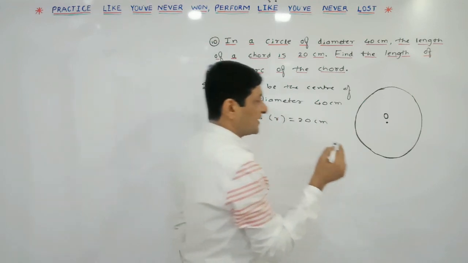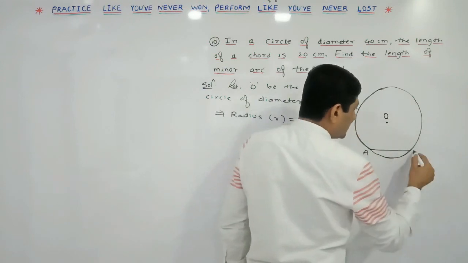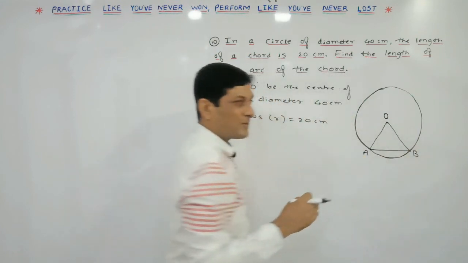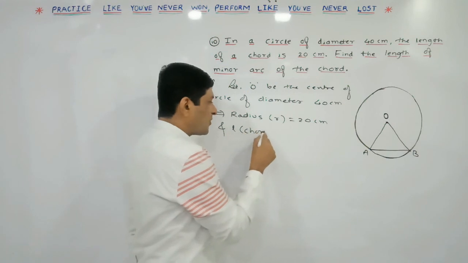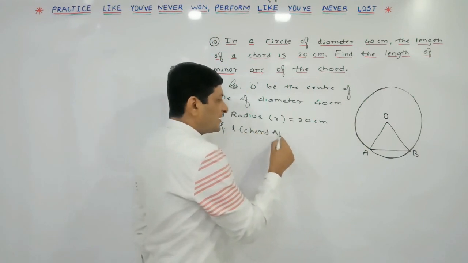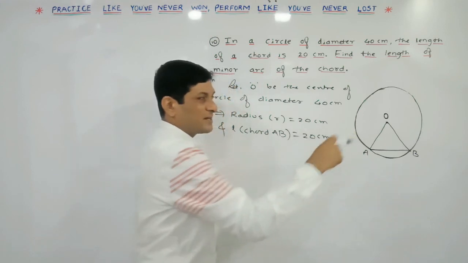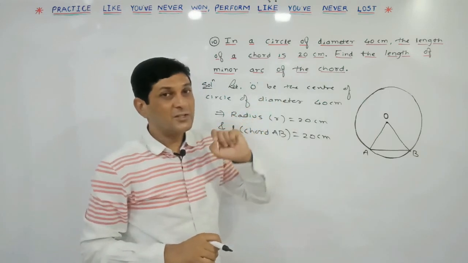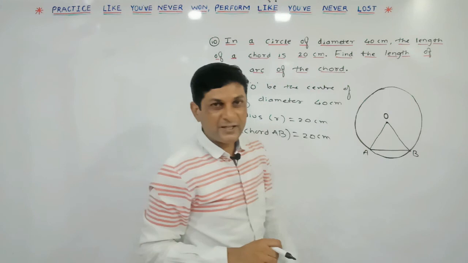Now we are using given condition. One chord of this circle is there whose length is equals to 20 centimeter. It is given to us. Let us denote this chord by what? AB. And length of chord AB is equals to say 20 centimeter, means we are considering one chord of this circle of how much length? 20 centimeter. Using this condition we have to find out length of minor arc corresponding to this chord.